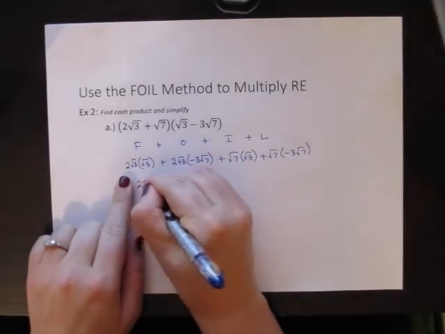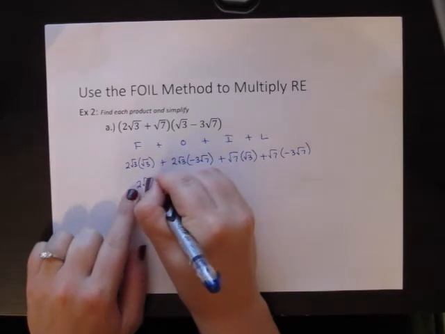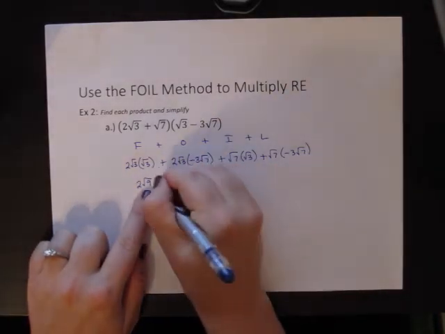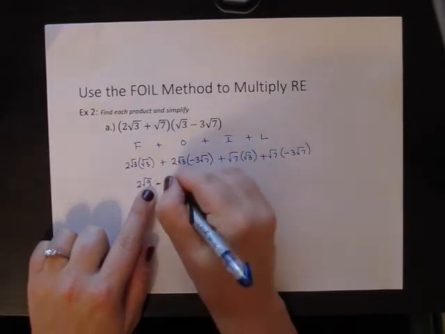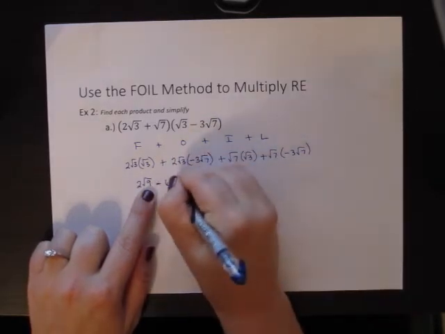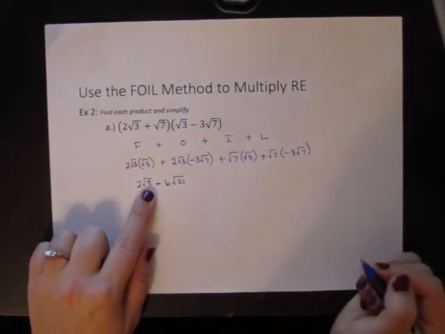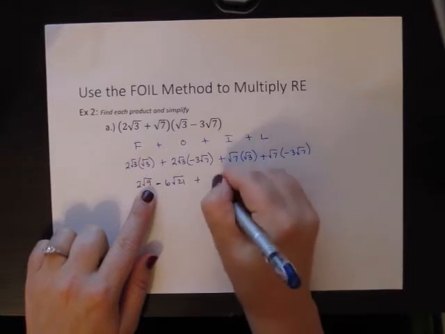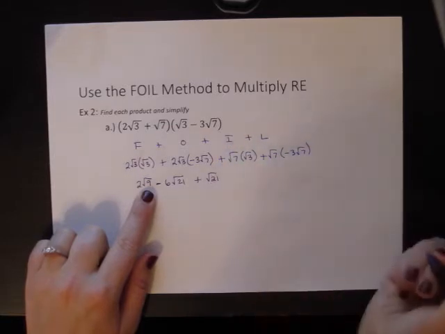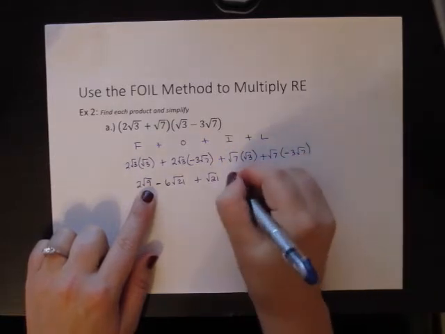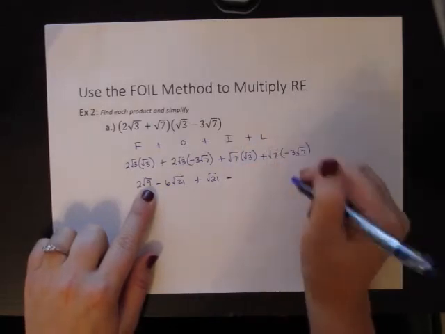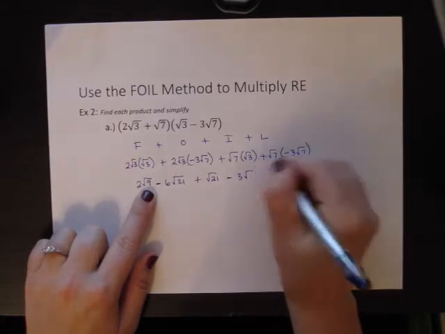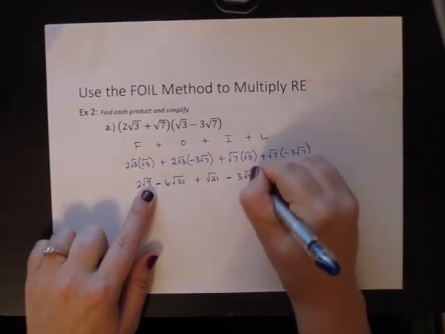So I've got 2, and then square root of 3 times square root of 3 is square root of 9. So I got 2 square root of 9. Positive times a negative is a negative. 2 times 3 is going to be 6. 3 times 7 is going to be square root 21. Positive times a positive is a positive. Square root of 7 times square root of 3 is going to be the square root of 21. Alright, positive times a negative is a negative. 1 times 3 is going to be 3. Square root of 7 times square root of 7 is going to be the square root of 49.